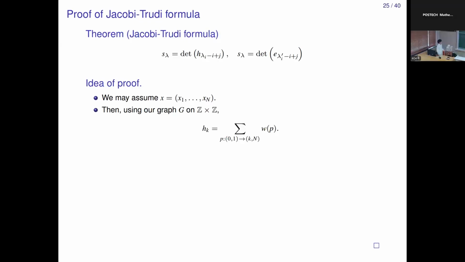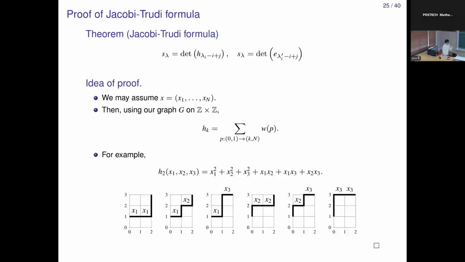So we're going to use the same graph and the same weight: a horizontal step has weight xi if the height is i, and an up step is always weight 1. And you can see that this k homogeneous symmetric function is really the generating function for lattice paths. Let me show you this example.